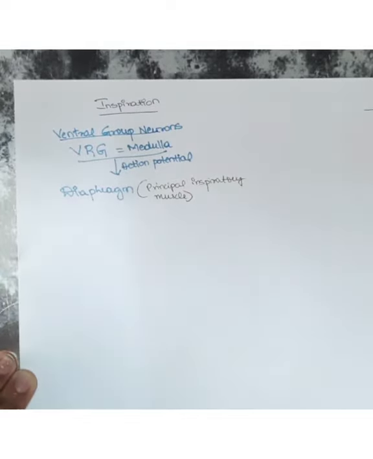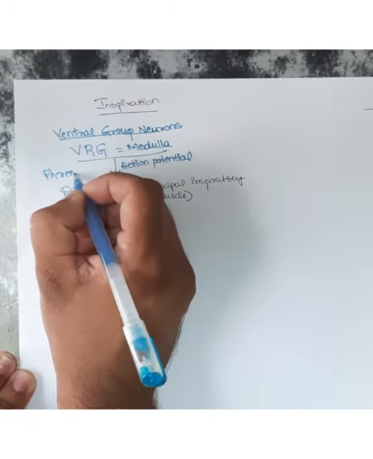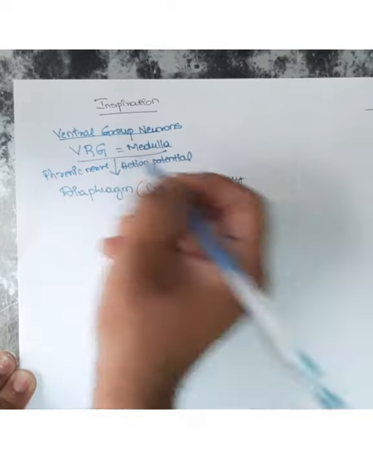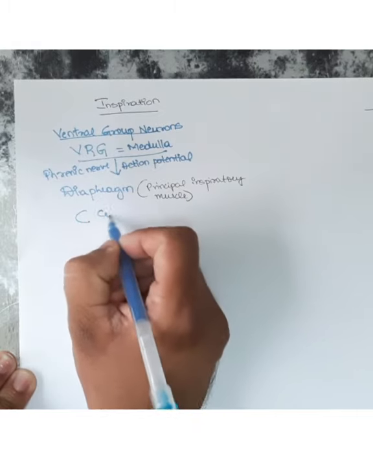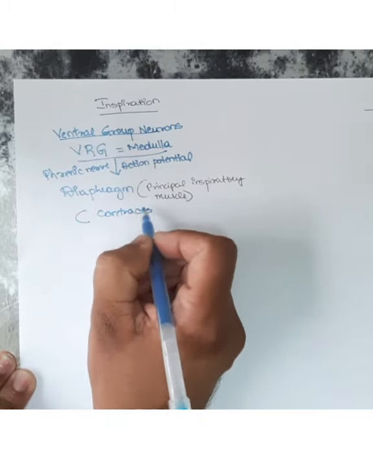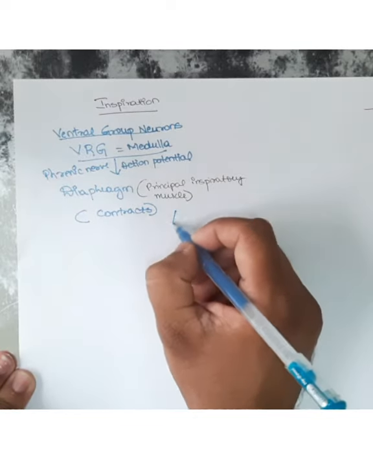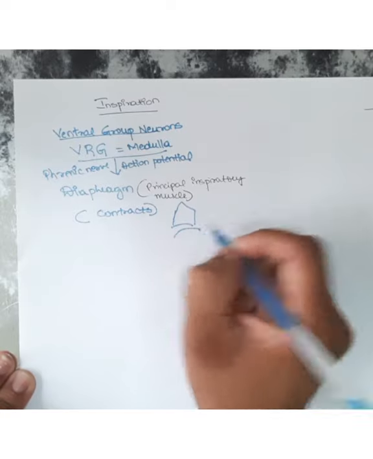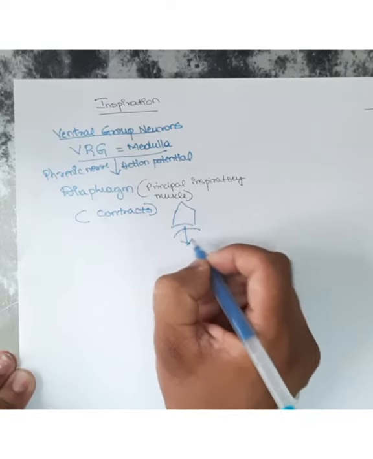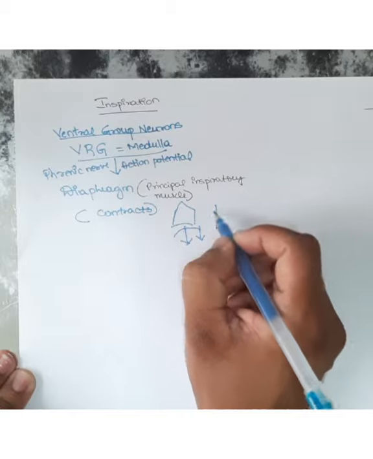So it reaches the diaphragm via the phrenic nerve. The phrenic nerve supplies the diaphragm. When it reaches the diaphragm, it contracts. So what happens if the diaphragm contracts? It is like this. So here are the lungs. Here is the diaphragm. Whenever it contracts, it pulls down the thoracic cavity. So it is increasing the volume in this direction.